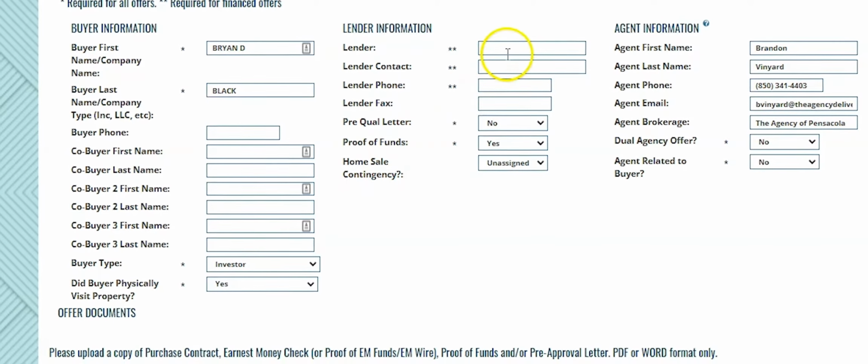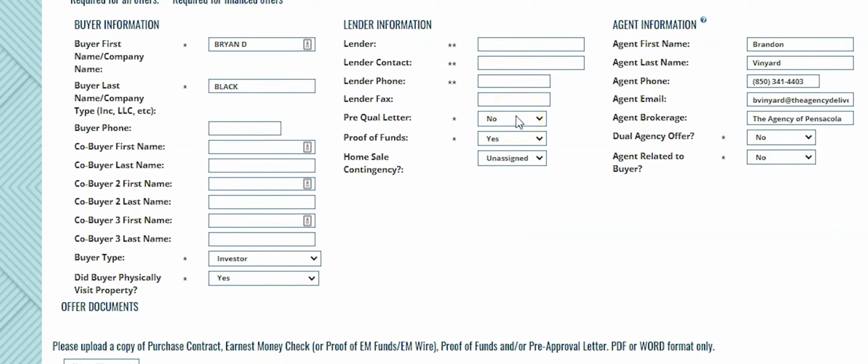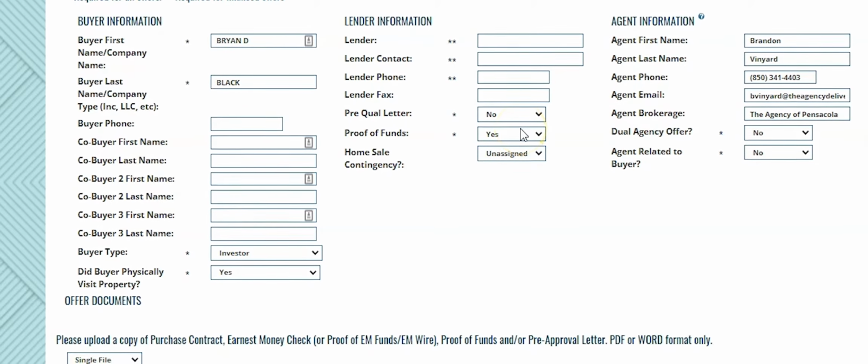If you're financing, you're going to enter all the lender information here. You would have a pre-qual letter. This is cash, so our proof of funds is yes.